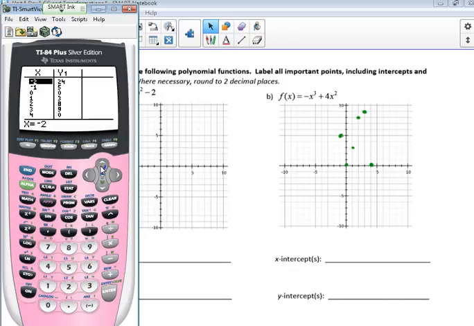So if you're just getting back, if you could get your packet back out, and we are actually just starting, this is the perfect time to come back. We're doing B. This one over here. And grab a calculator. Alright.